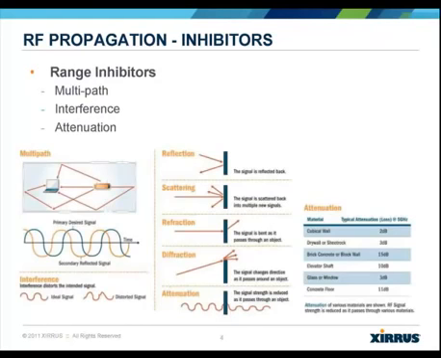RF inhibitors. Once the signal leaves a transmitting antenna, anything it comes in contact with tends to degrade the signal. This includes the open air as well as the human body. There are three main components to propagation loss, and in many ways they are actually interrelated. They're multipath, obstructions, and attenuation.